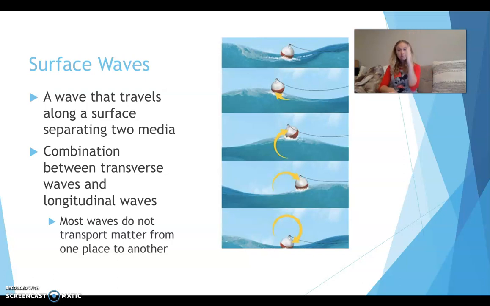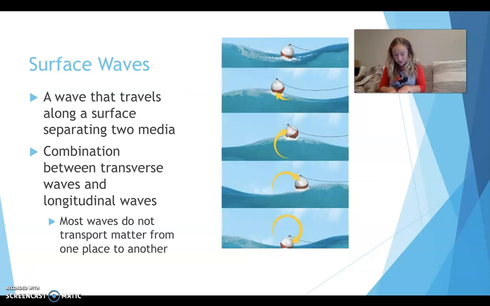So this is the up and down motion. If you look at a bobber, or if you're fishing, you can see it moving up and down. So at the crest, it's going to move up. Then at the trough, it's going to move down. But remember, I said surface waves are going to be a combination of transverse and longitudinal. Well, we have the transverse part where it is moving up and down. Let's talk about how it's going to be moving sideways.